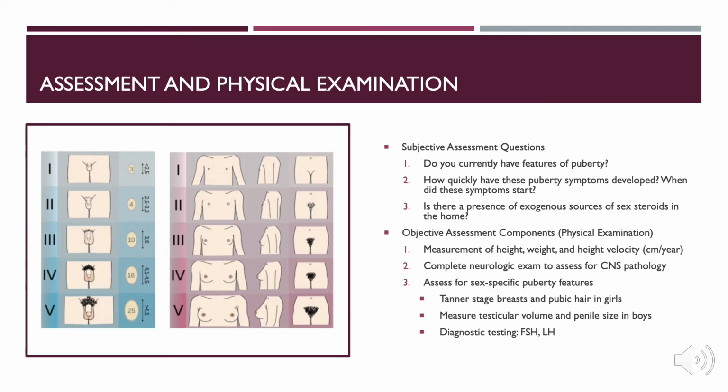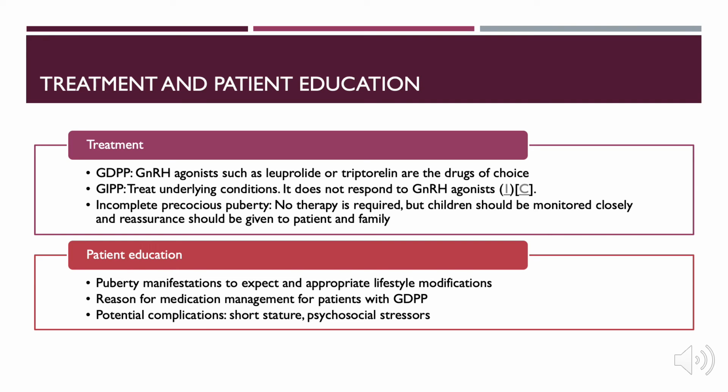You'll use your follicle-stimulating hormone and luteinizing hormone from a lab perspective to look at this diagnosis. On your lab work, in your GDPP, or that first type, you will have pubertal levels of these hormones. Whereas in your GIPP, or your second type, and also the incomplete precocious puberty, you will have prepubertal levels of these hormones.